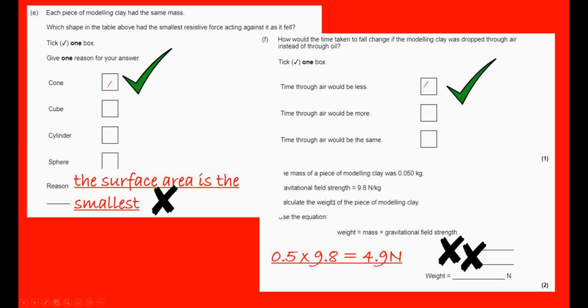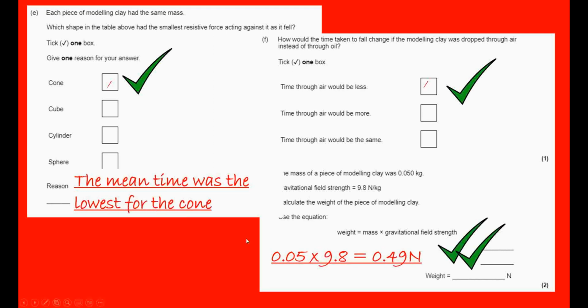AQA are quite harsh in the way they mark these. So this is the right answers. We've got the mark for the cone. We get the next mark for the mean time was the lowest for the cone, so we get 2 marks for this now. And we still have the mark for the air, but this one, put in the right numbers and we get 0.49 newtons.